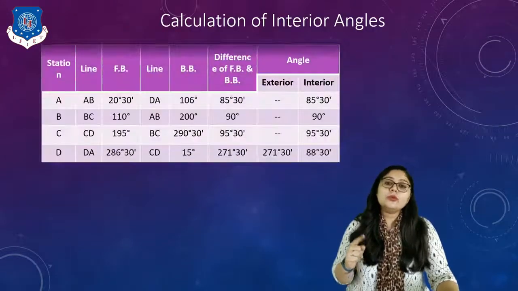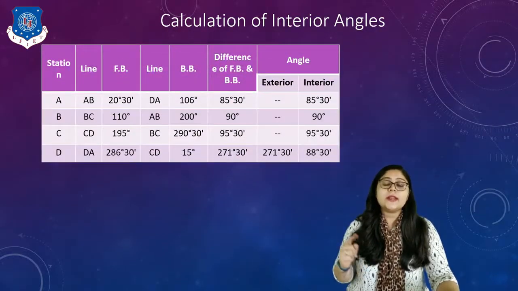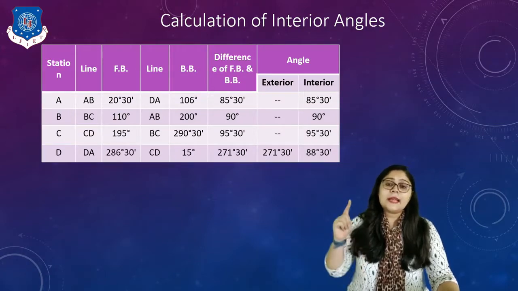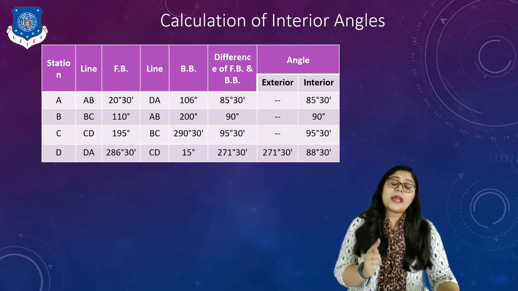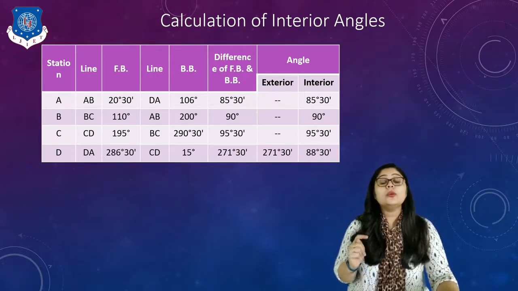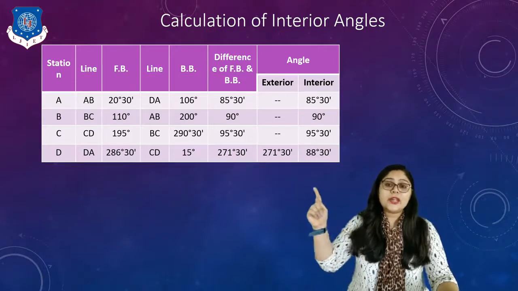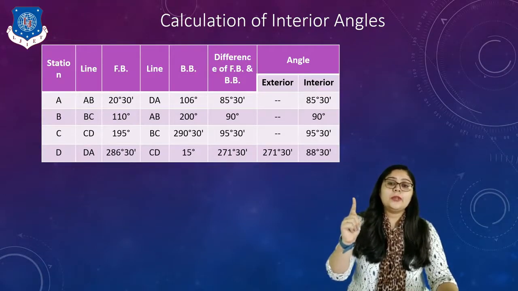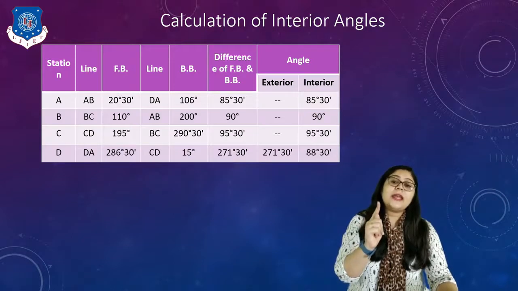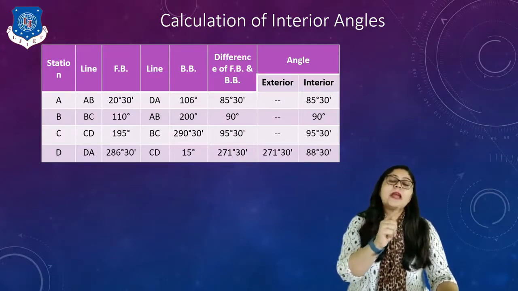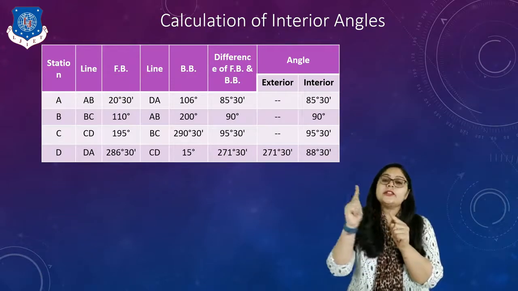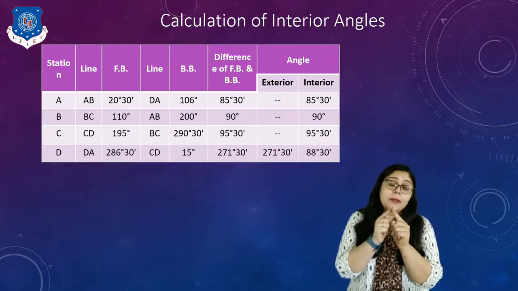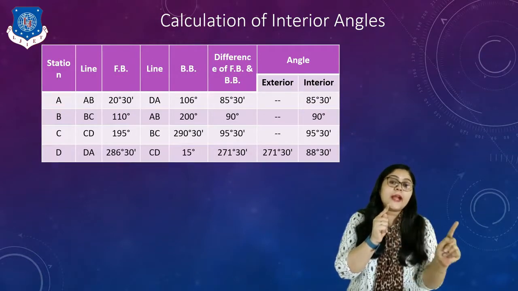Now for that, I have to draw one table. Here on screen, you can see stations A, B, C, D are there. Their respective lines are there: line AB, BC, CD and DA. And likewise, their forebearing and back bearing values are also there. But if you see over here, for station A, line AB and its forebearing, and same for station A, line DA and its back bearing is mentioned, because whenever you are at station A, in forward direction you can visualize station B, and in backward direction you can visualize the end point of the traverse.